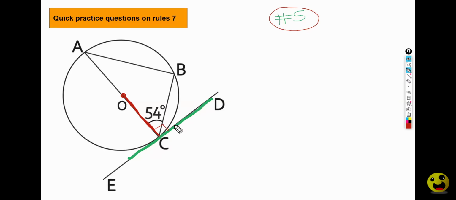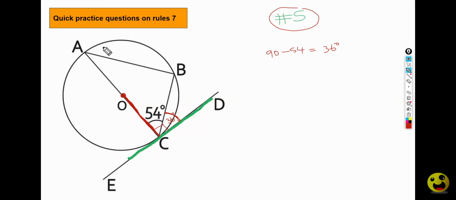So this whole angle here, from this red line all the way to the green line, is supposed to be what? 90. So we could find this missing angle over here. If the whole thing is supposed to be 90 and this portion is 54, then the missing piece here is what? 90 minus 54, right? Let's make sure we get the 6 there. 90 minus 54, you're going to get 36. So this angle here is 36 degrees.